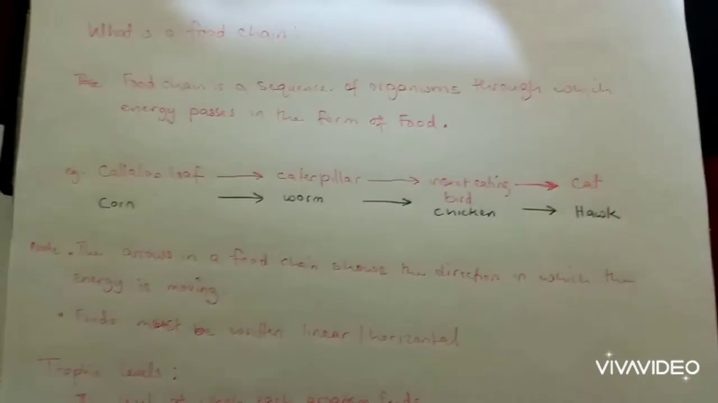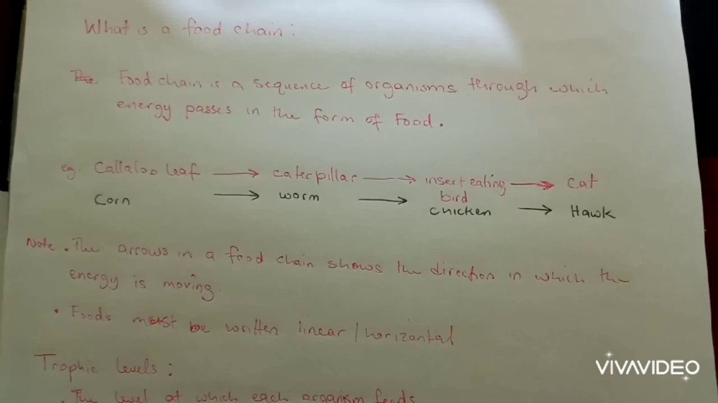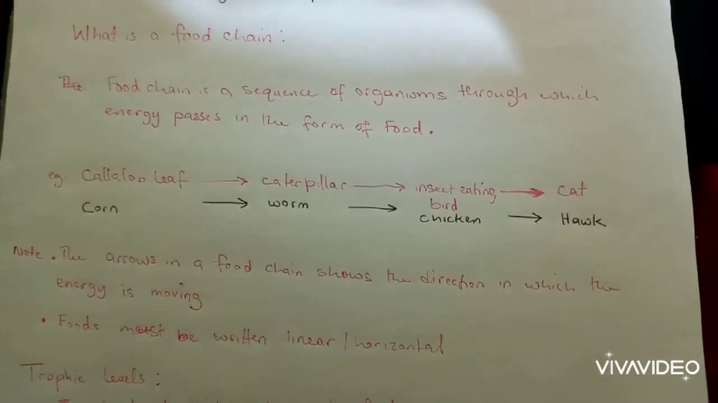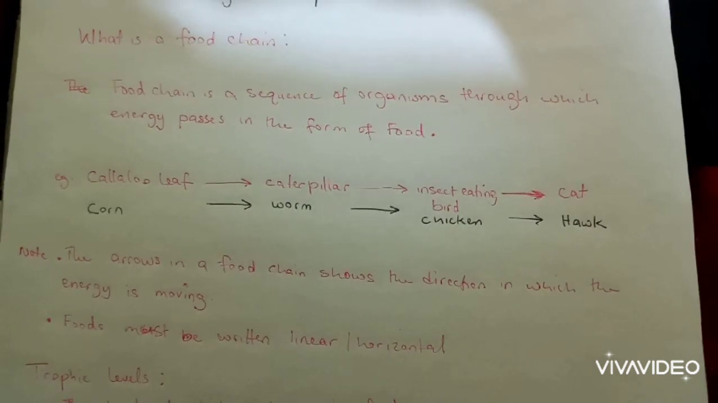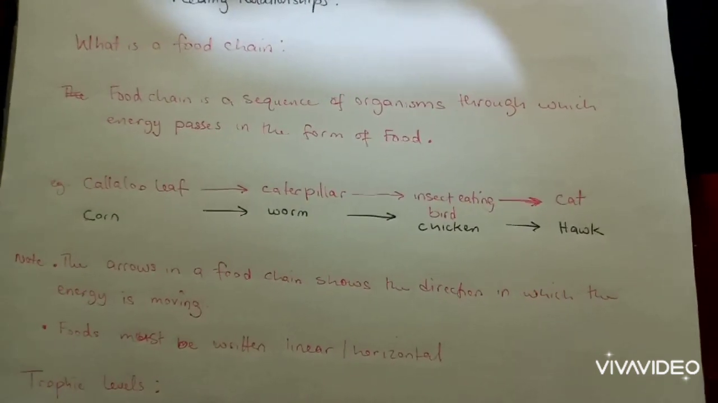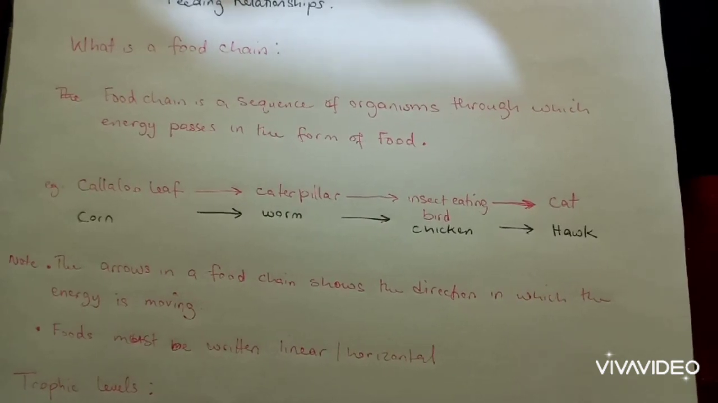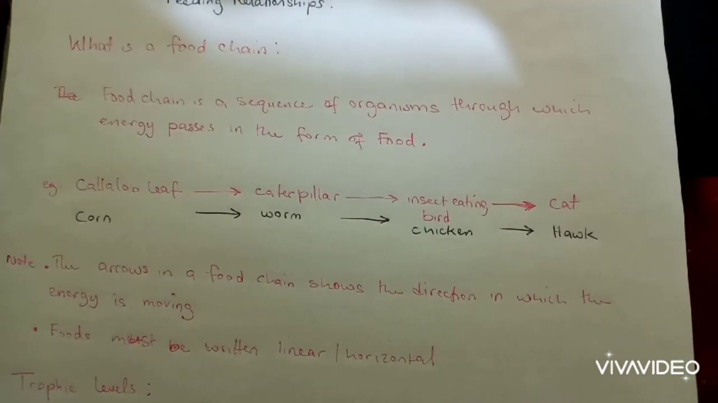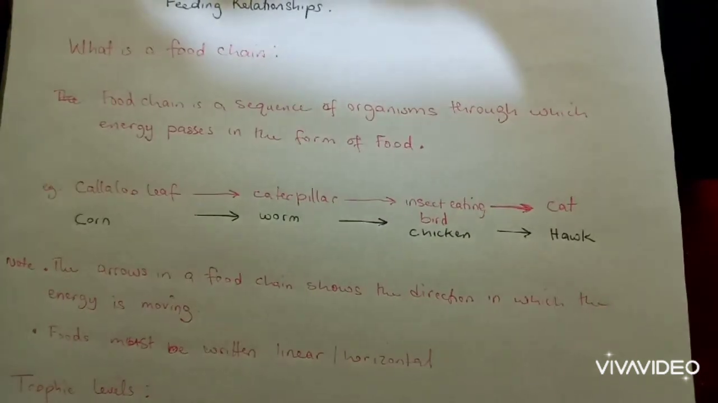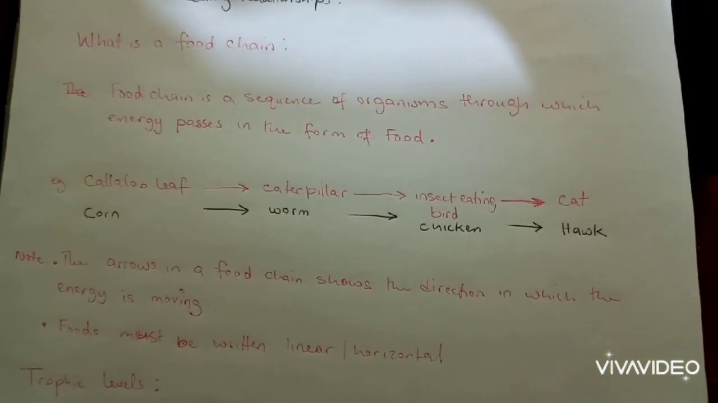I want to make it clear that if ever you are asked for a definition of a food chain, this definition is the most acceptable one. You will get a lot of definitions across the board, but describing a food chain as a sequence of organisms through which energy passes in the form of food is sufficient.